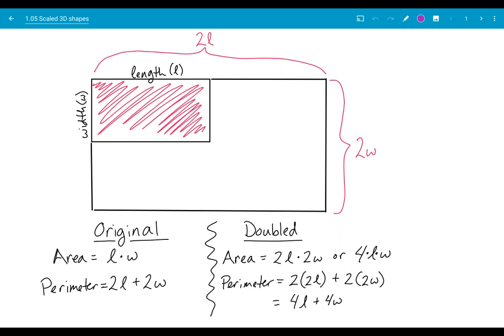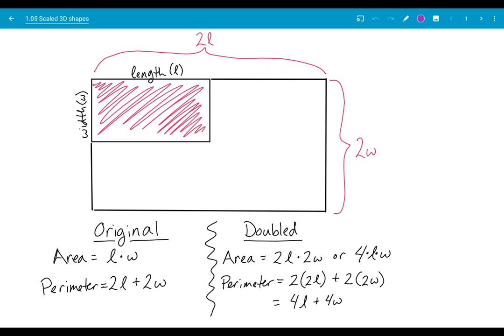Take a guess. How many of these original rectangles would fit in the new bigger rectangle? If you guessed 4, you're correct. You can see down here we did a little bit of math. Twice the length times twice the width makes 4 times the length times the width.